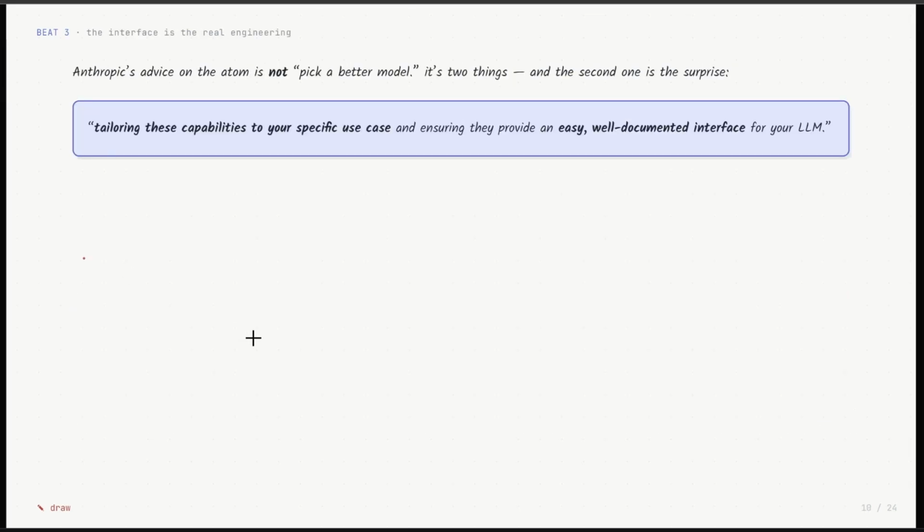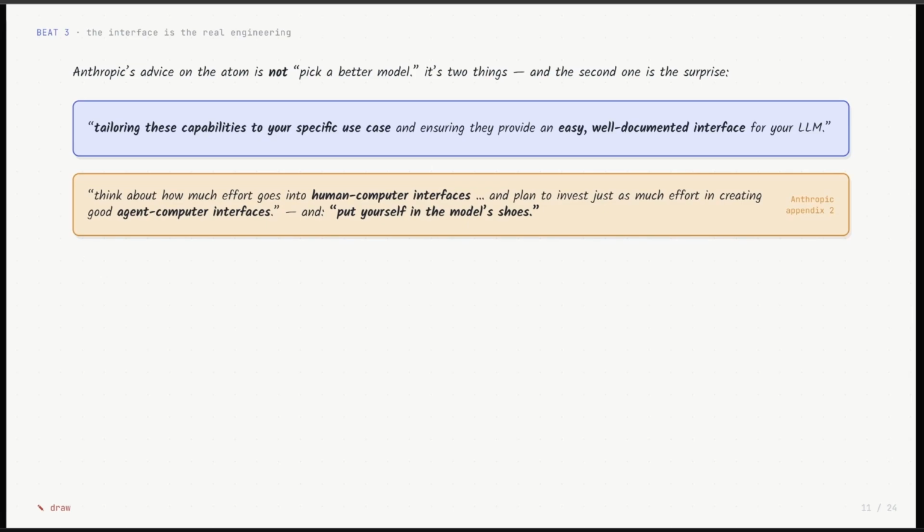So, how do you make your atom good? Anthropic actually gives two recommendations. And the second one is where the actual engineering is hiding. So, tailoring these capabilities to your specific use case, ensuring they provide an easy, well-documented interface for your LLM is very important. Second, they put a number on how much that matters. Think about how much effort goes into human-computer interfaces and plan to invest just as much effort in creating good agent-computer interfaces, just as much. And the instruction underneath it is put yourself in the model's shoes.